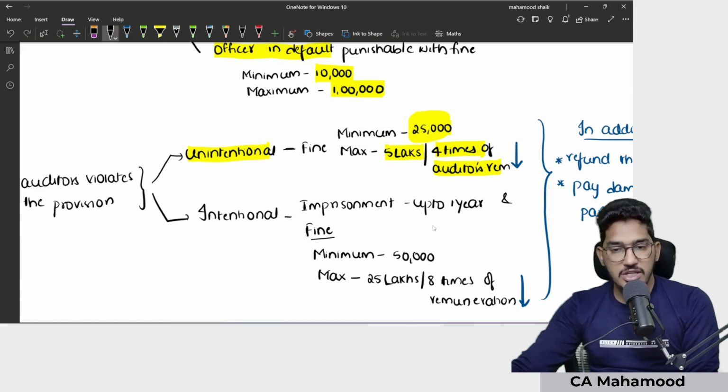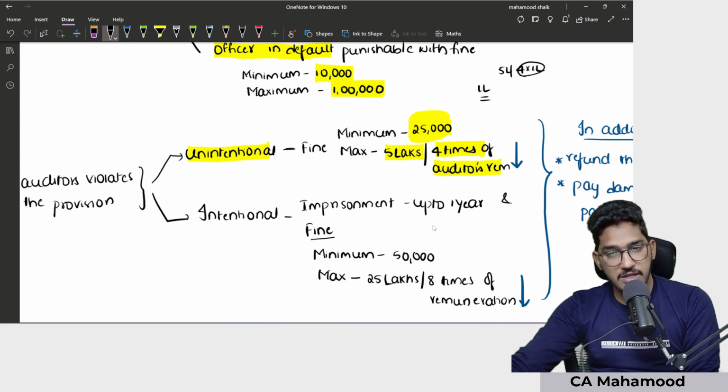Assume the auditor's remuneration is 1 lakh. What will be the maximum penalty because of an unintentional mistake on the auditor? 5 lakh rupees or 4 times the remuneration. 4 into 1, 4 lakh rupees, whichever is lower. The maximum penalty can go up to 4 lakh rupees.